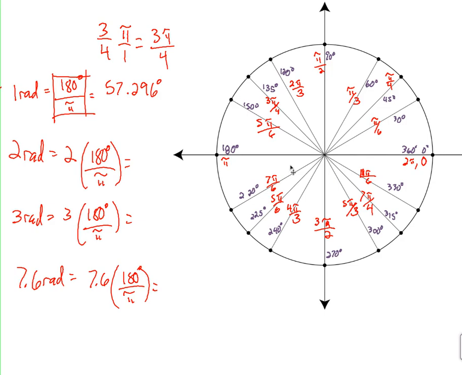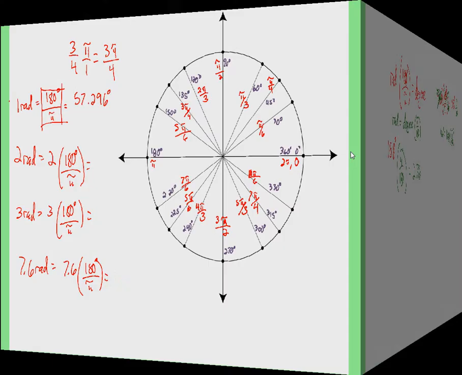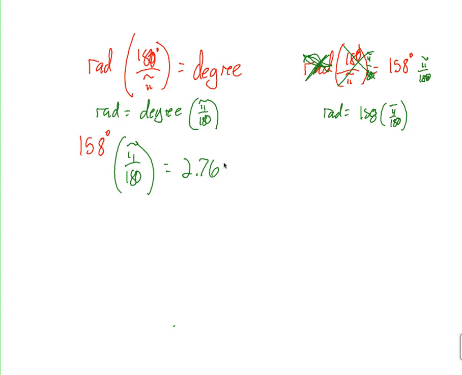Let's look at that unit circle. 150 degrees is there, 158 degrees right around there. So it's believable that 158 degrees is the same as 2.78 radians. And again, we don't usually write radians. It's just understood. Okay. So we got our conversion from radians to degrees and vice versa. All right. And one last thing.